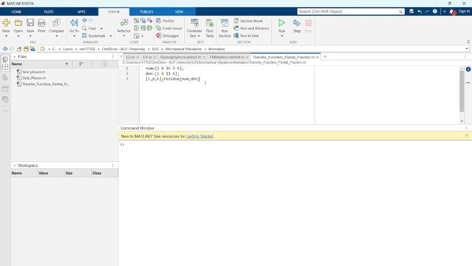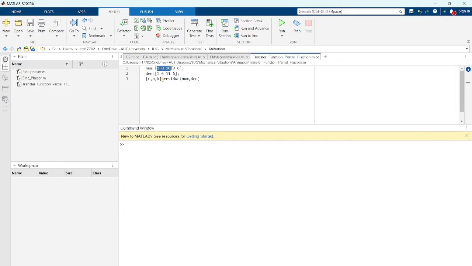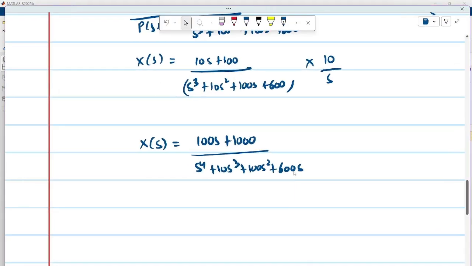That's editable, you can remove this. You don't need to remove this because we are going to use this command anyhow. So our expression in the numerator is 100, 1000 is the constant value, then the first power is 100. So first is 100 and second is 1000. We start counting from the right side, 0, 1, 2, 3, 4, and so on. And the denominator is 0 for the constant value, then the first power has 600, then 100, then 10, then 1.